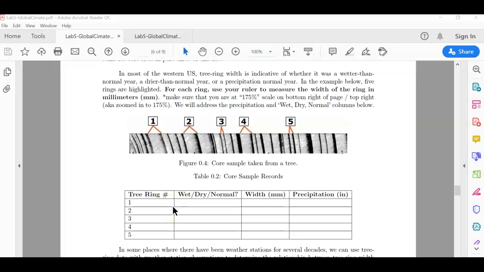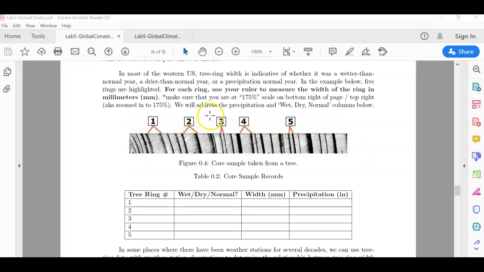Okay, so in most of the western US, tree ring width is indicative of whether it was a wetter than normal year, a drier than normal year, or a normal precipitation year. In the example below, 5 rings are highlighted. There are a lot more than 5, as you can see, but by these little red arrows, or lines, you can see that I have highlighted for you 5 specific rings from that tree core.